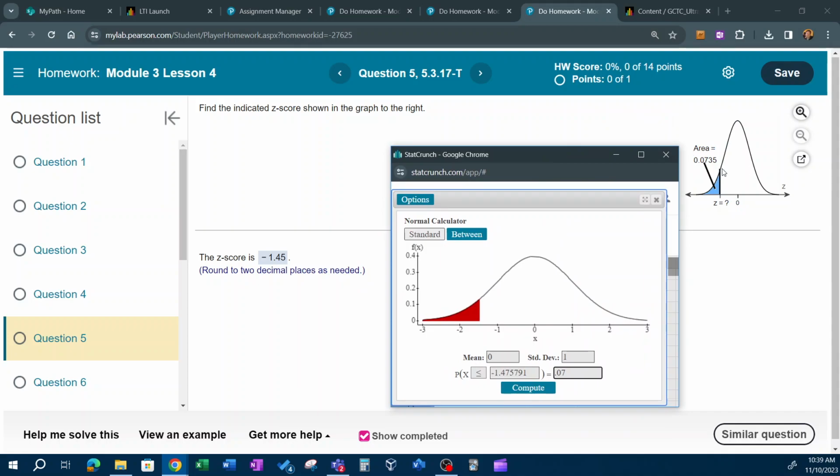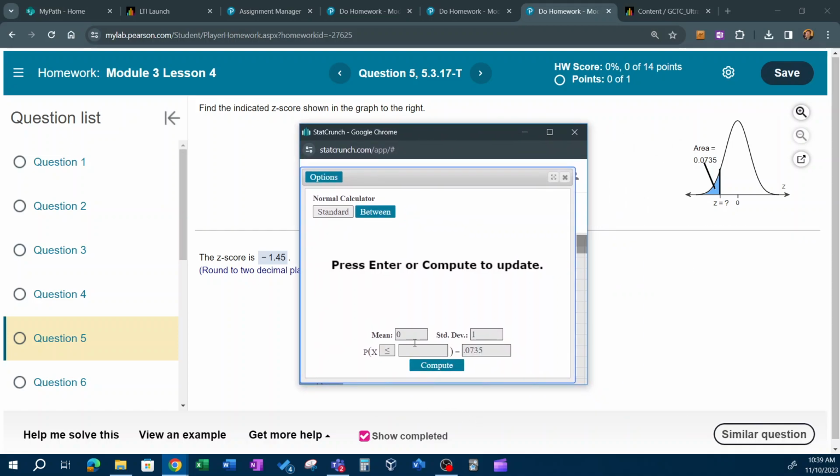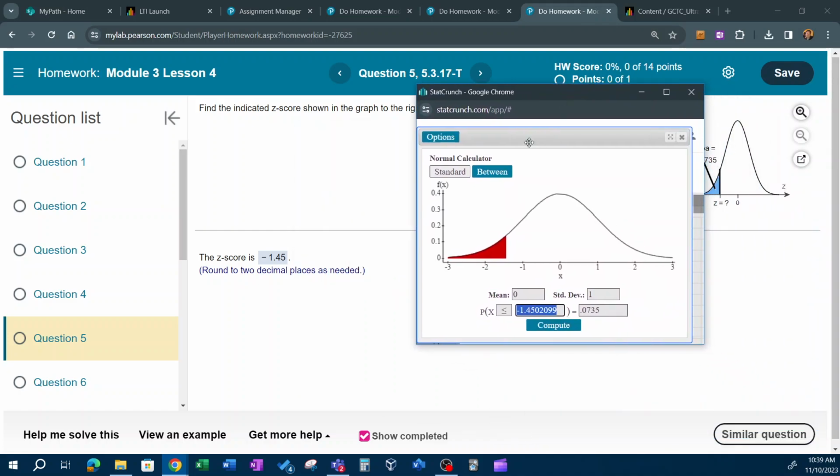It says the area to the left is 0.0735. So this is the box for the area. So you put 0.0735. And that's the area, so I put it in the area box. Now what's the mean and standard deviation? It's going to be 0 and 1 because it says Z. And it's the area to the left, as you can see here. So we'll just compute, and here's our answer, minus 1.45.